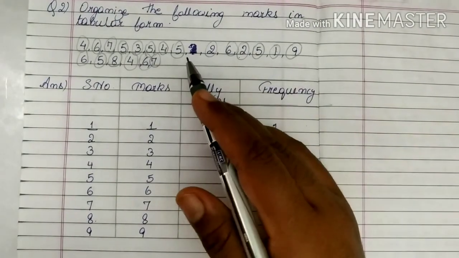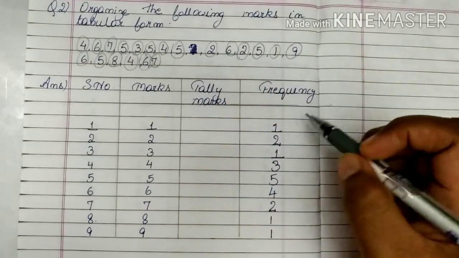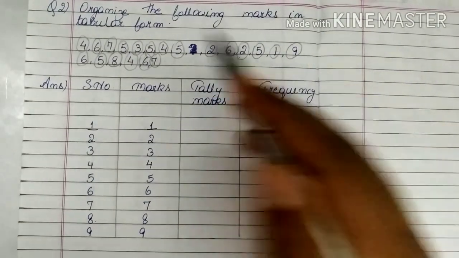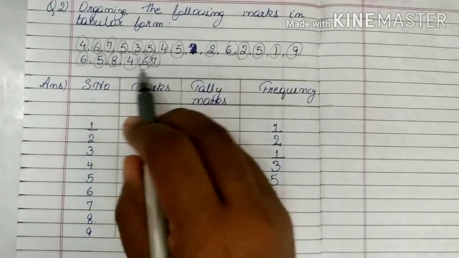After doing this, we can make silly mistakes, so just count the frequency. It should be equal to the number of data that you are having.